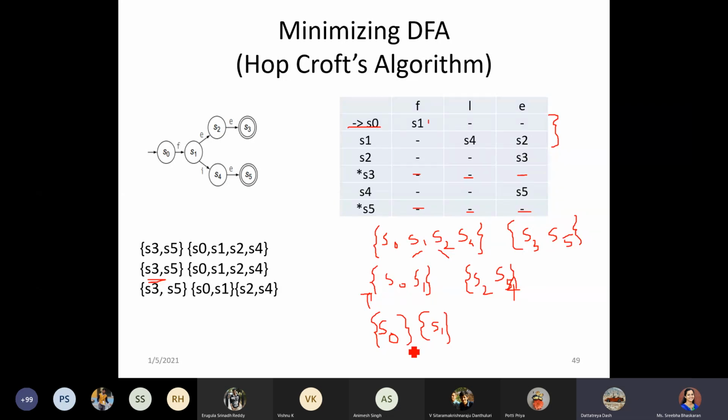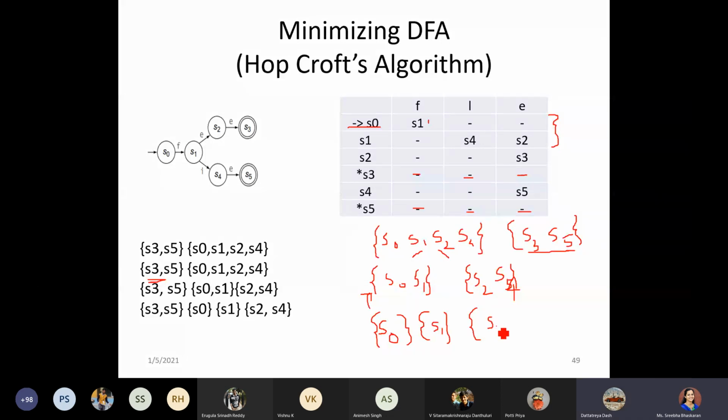Now again S2 and S4. In the next iteration we will be picking S2, S4. When we pick S2, S4, see the transition where we have S3, S5. S3 and S5 both are in the previous set. Both are together in a single group, right? Yes, madam, both are together. It's in the same group, so we don't have to split. So S2, S3, S4 will come together.